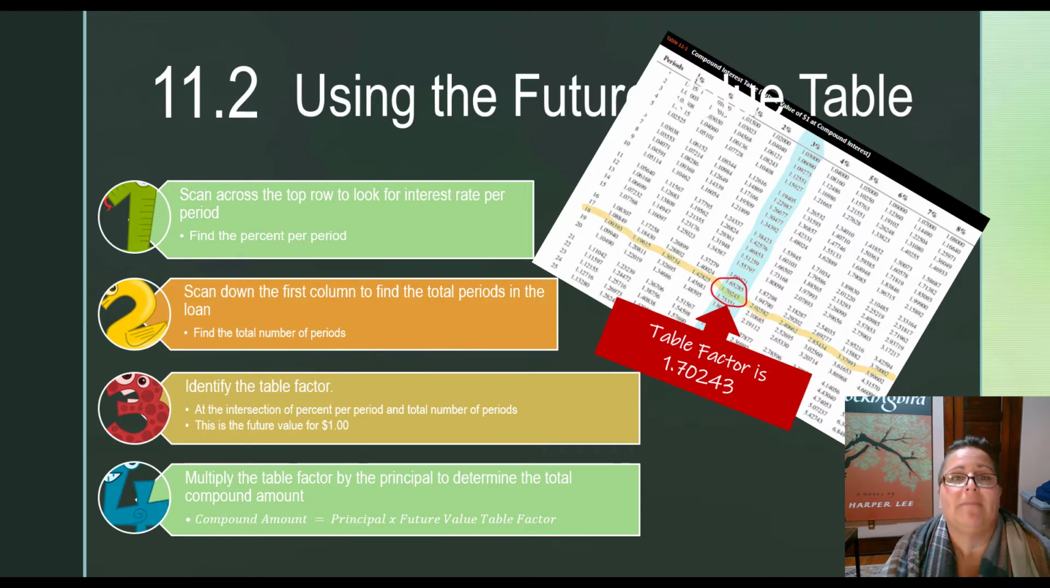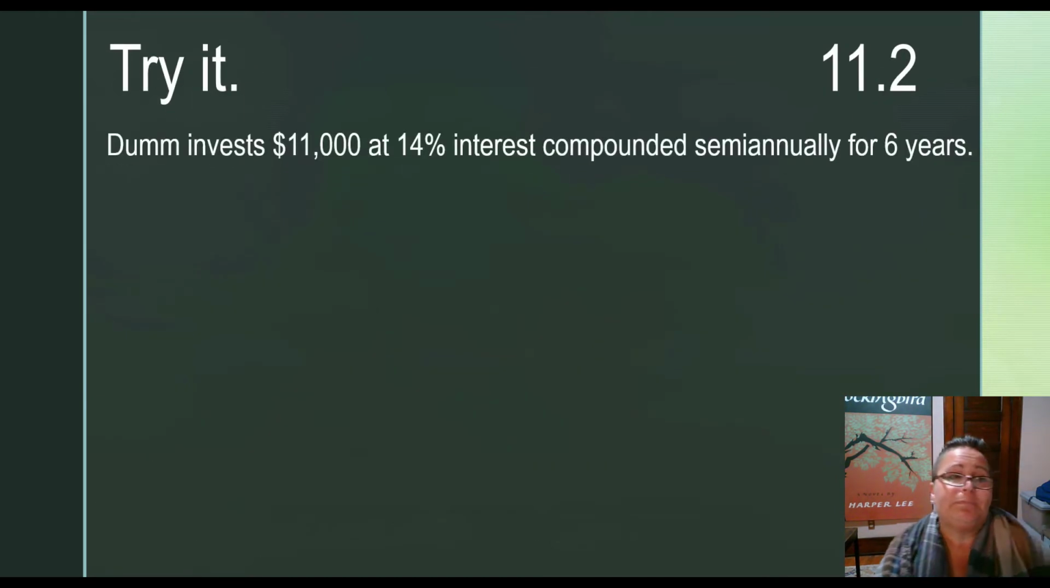Let's try a problem and see if we can get it. Invested $11,000 at 14% interest, compounded semi-annually for 6 years. We need to find 2 pieces of information in order to be able to use the table. If you don't have your table out, you might want to bookmark it or print it out. I'll wait a second.